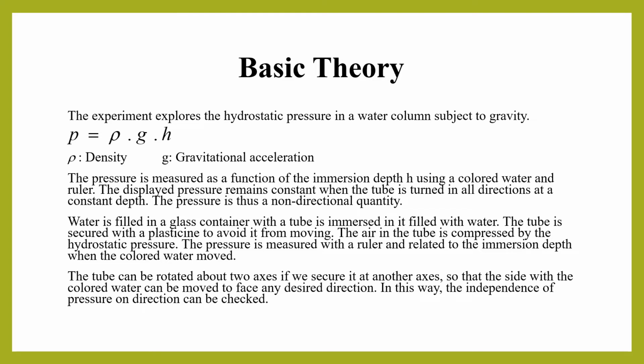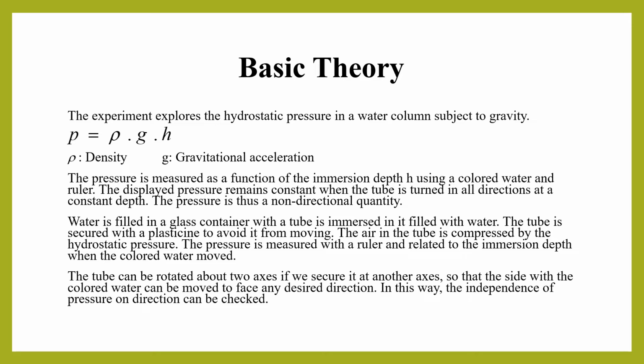The displayed pressure remains constant when the tube is turned in all directions at a constant depth. The pressure is thus a non-directional quantity. Water is filled in a glass container with a tube immersed in it, filled with water. The tube is secured with plasticine to avoid it from moving. The air in the tube is compressed by the hydrostatic pressure. The pressure is measured with a ruler and related to the immersion depth with the colored water movement.